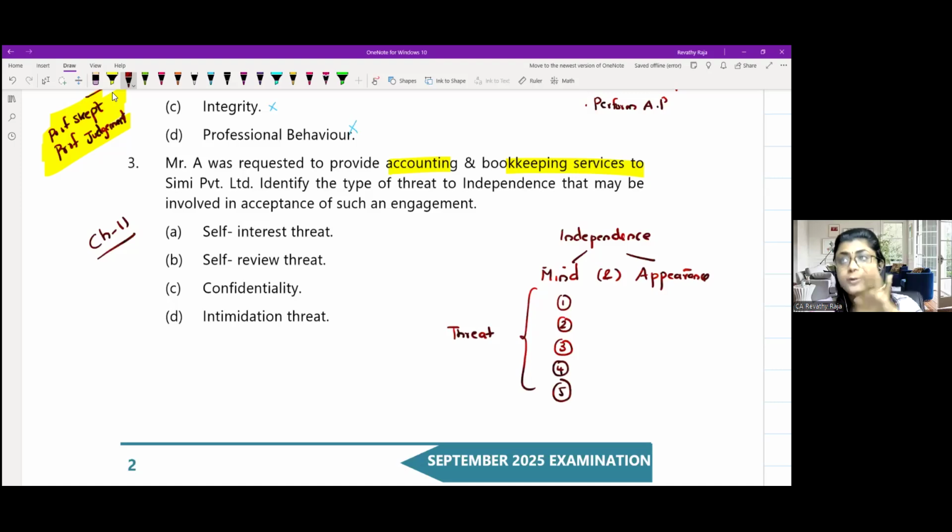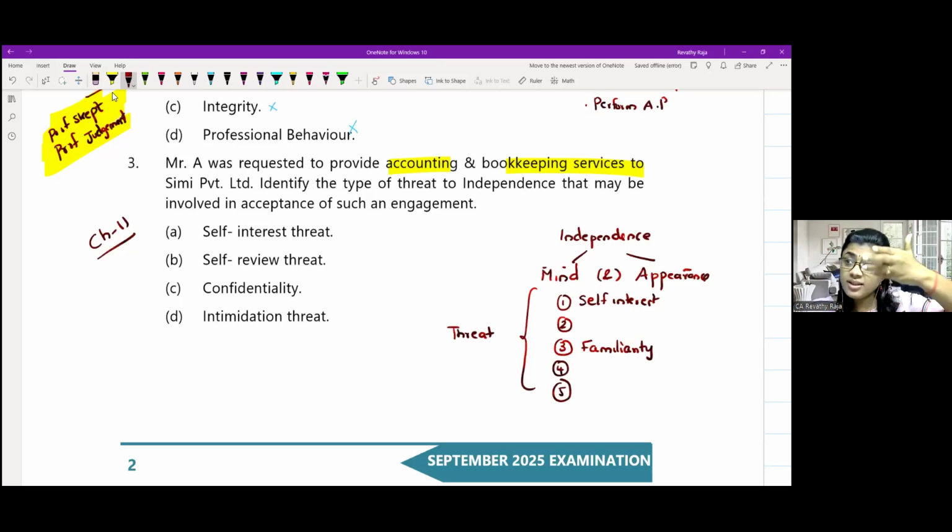Now again, I will ask you examples. Which threat? Close business relationship with the client. Listen and say. I said close business relationship. A business relationship means money, money, money. So it is money related, financial. So it is self-interest. If it is your relative or a close friend, then it would have been familiarity. And once it is a business, it is money.